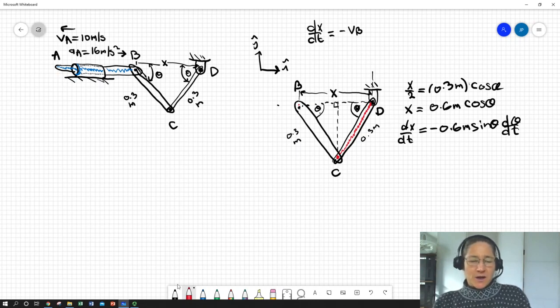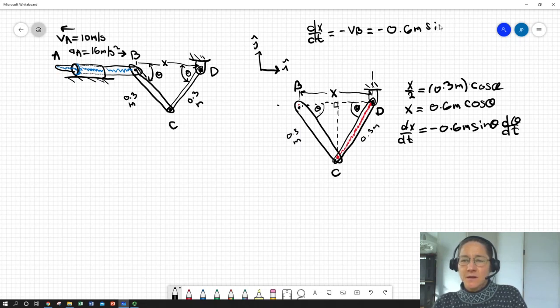Okay, so going back to our related rates expressions, we're going to say that our negative VB is going to be equal to the first time derivative of x, which from down here we'll bring up, 0.6 meters times sine theta d theta dt. And we can take the next derivative, start looking at accelerations.